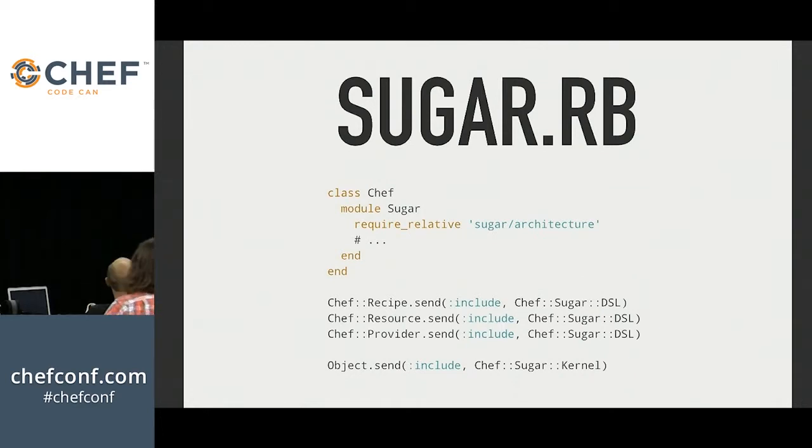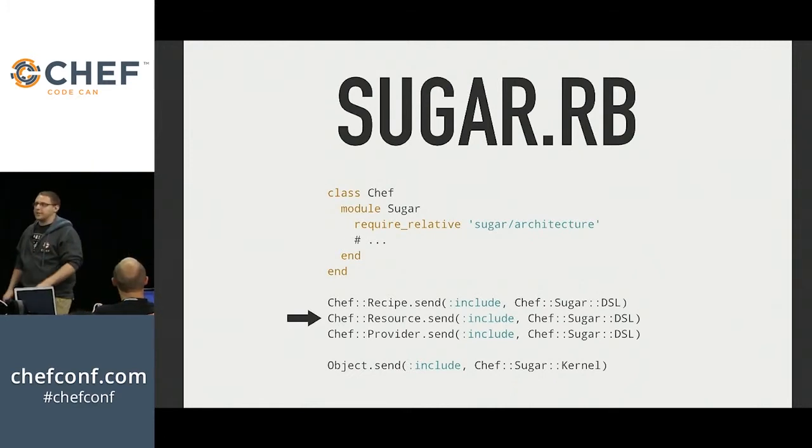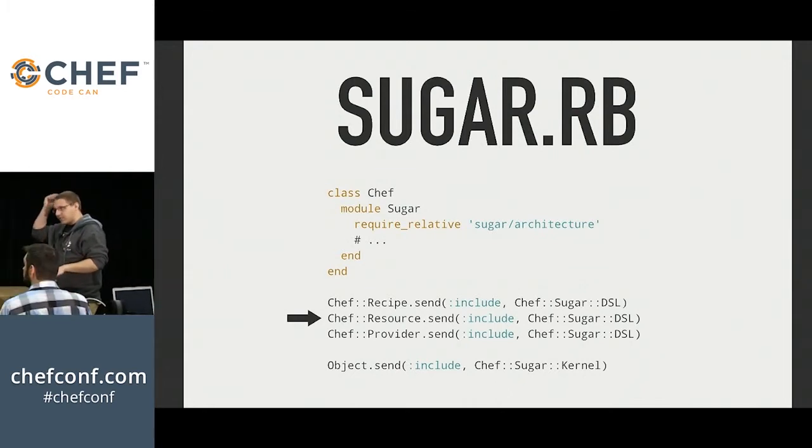So this is the main class that gets loaded. And there's some requiring of files. And then at the very bottom, we just include the Chef Sugar DSL into Recipe, Resource, and Provider, which are the three core classes for Chef if you're familiar with the way that the ecosystem works together. We'll talk about that in a second. Just throw that in the back of your mind for a second.